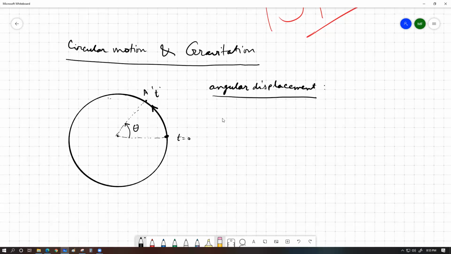So the way it works is that if we measure this arc length, for example, let me use a different color. This is the arc length of the object that is moving. This is S, and if the radius of the circle is R, then we understand from the definition of angle that S equals R theta.